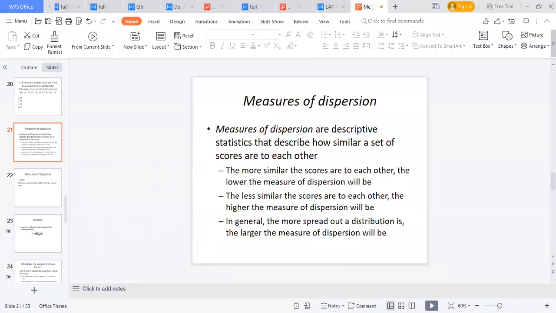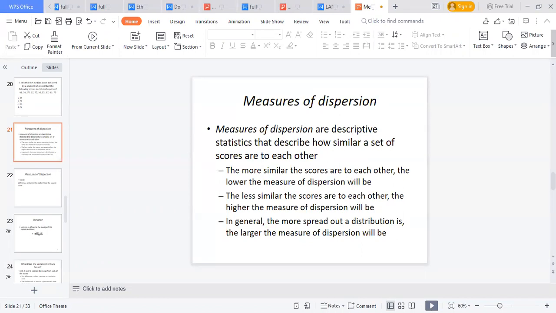So dispersion is being away. The less similar the scores are to each other, the higher the measure of dispersion. So that number that denotes the dispersion is higher if the numbers are far apart, and it's smaller if numbers are close to each other. So in general, the more spread out a distribution is, the larger the measure of dispersion.